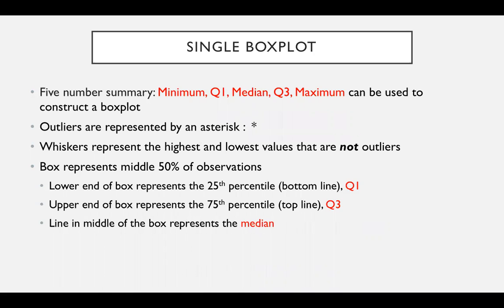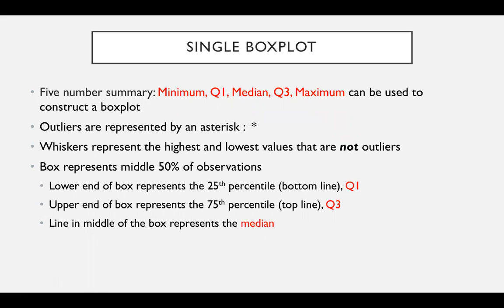And in a box plot, outliers are represented by an asterisk, which is like a little star, and the whiskers on the box plot, which is each end, represent the highest and the lowest values that are not outliers. So outliers that are extremely low are below the lowest whisker, and outliers that are extremely high are above the highest whisker. The box in the box plot represents the middle 50% of your observations.